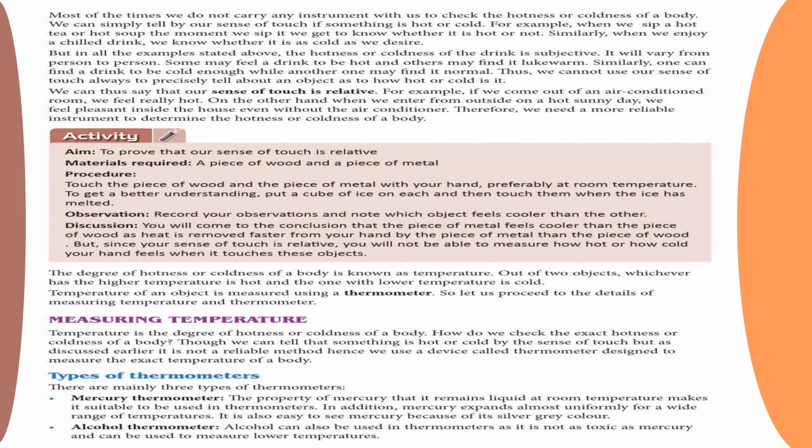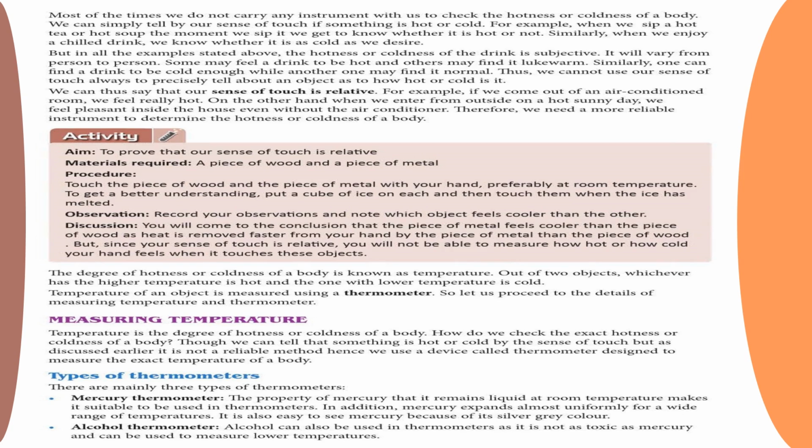That one is the mercury thermometer, the second one is alcohol, and the third one is digital. Mercury: the property of mercury that it remains liquid at room temperature makes it suitable to be used in a thermometer. In addition, mercury expands almost uniformly for a wide range of temperature, and it is easy to see mercury because of its silver grey color.